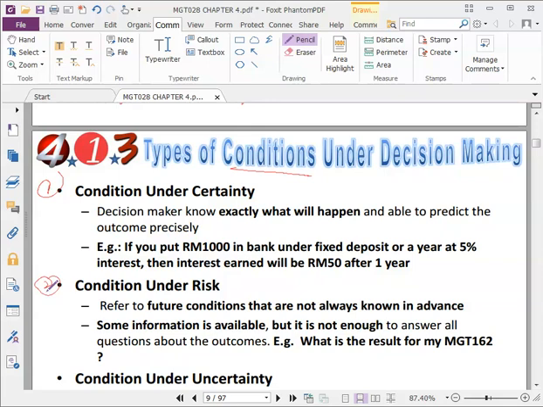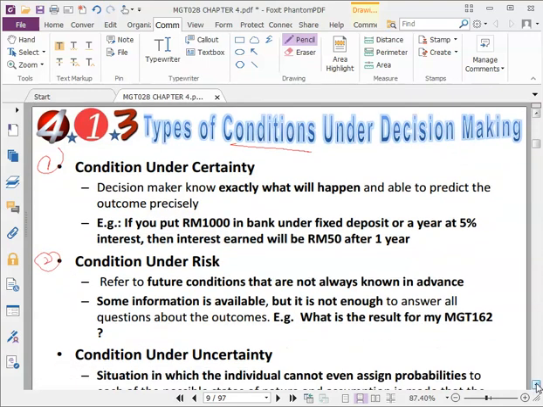Some information is available, but it is not enough to answer all the questions about the outcomes. Okay, what is the result? For example, what is the result for my mgt028? Okay, same goes here. What is your result for mgt028? Either I will get A or B or C or fail. Something like that. That is the condition under risk. Okay, we do not know what will happen in the future.